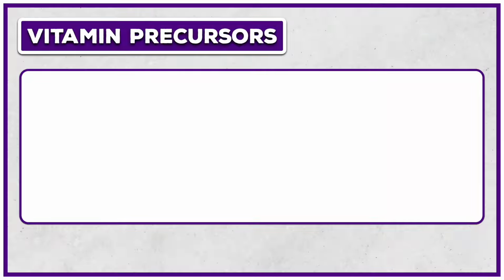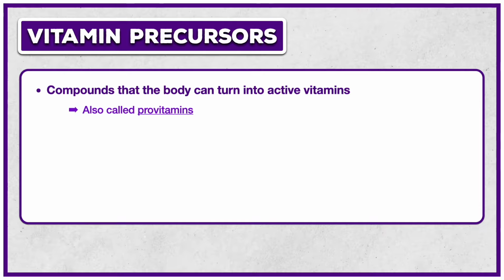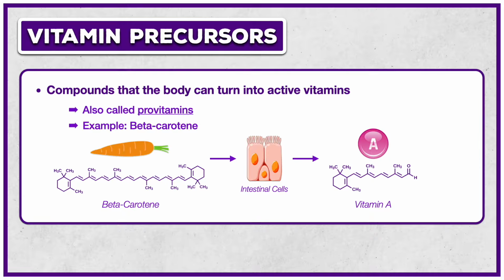As part of this introduction to vitamins, one other concept to be aware of is vitamin precursors. These are compounds that the body can turn into active vitamins. They're also called provitamins. A classic example of a provitamin is beta-carotene, which is found in high quantities in red, orange, and yellow fruits and vegetables. Beta-carotene is a vitamin precursor for vitamin A. When we eat it, it's not active vitamin A, but the intestinal cells can transform it into active vitamin A before it enters circulation.